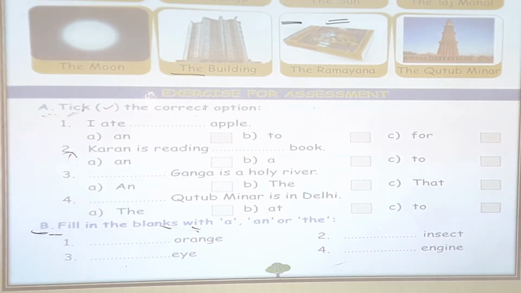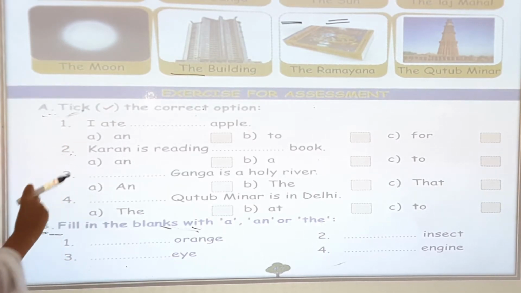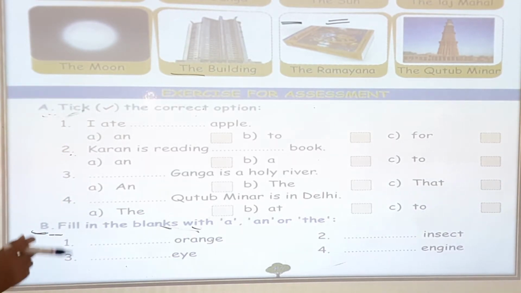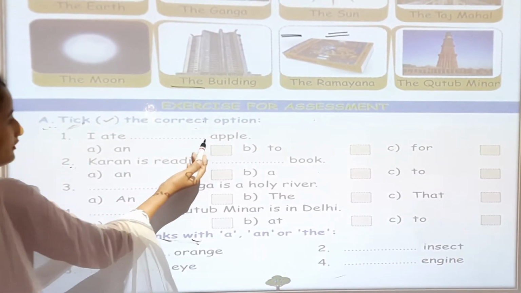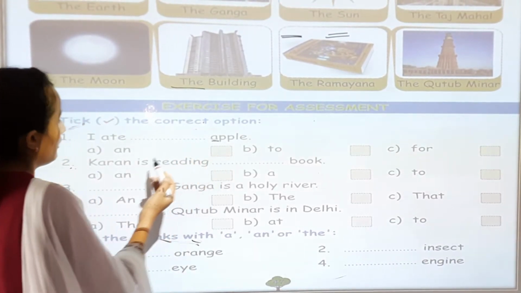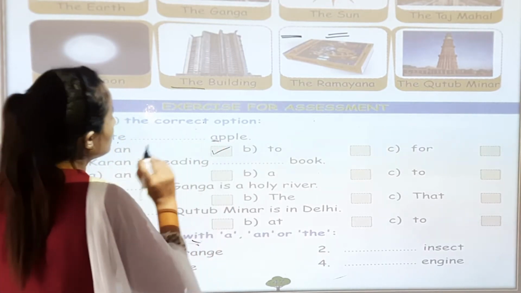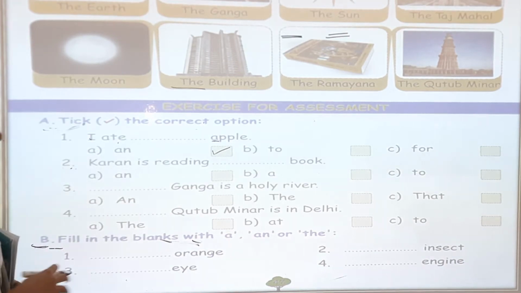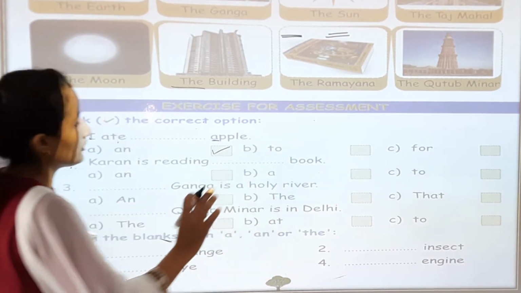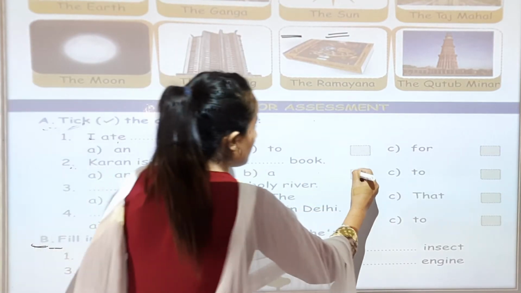You can see the exercise for assignment. Take the correct option. I ate dash apple. So what do we have to use here? Here is a vowel, so I ate an apple because of the vowel word. Karan is reading dash book. This is not a vowel word, so what do we have to use? Karan is reading a book.